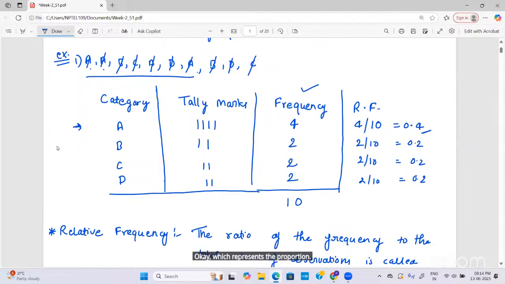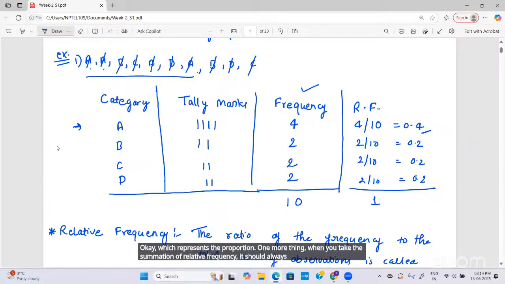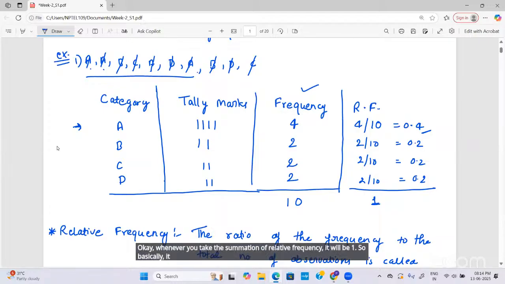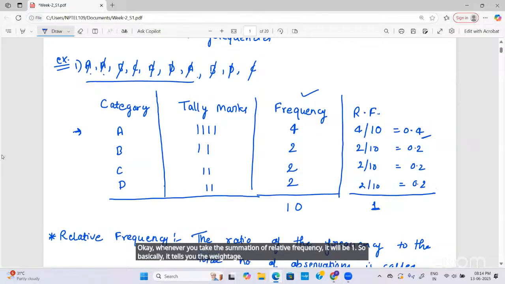One more thing, when you take the summation of relative frequency, it should always be equal to 1. Whenever you take the summation of relative frequency, it will be 1. So basically, it tells you the weightage or proportion of that category in the entire data set.